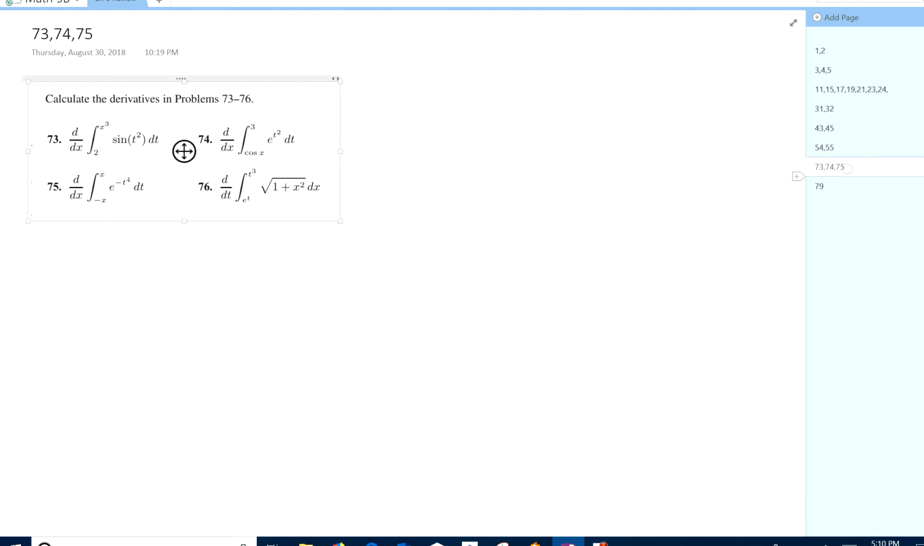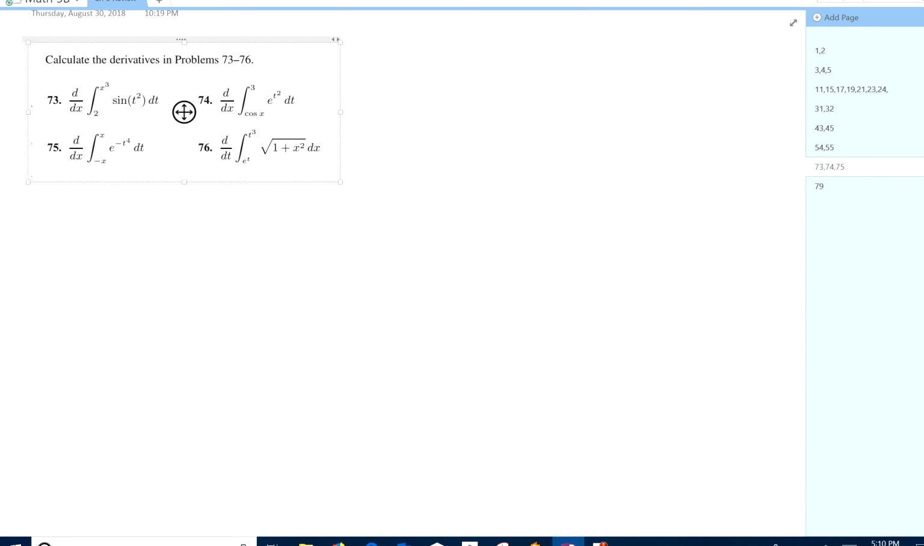Alright, 73. Calculate the derivatives. Okay, so 73 is going to be sine of x cubed squared, because I substitute this into here for t. And then the chain rule is the derivative of the inside. That x cubed is what's on the inside. So times 3x squared. We want to write this in front of the sine so there's no confusion. Sine of x to the 6th.